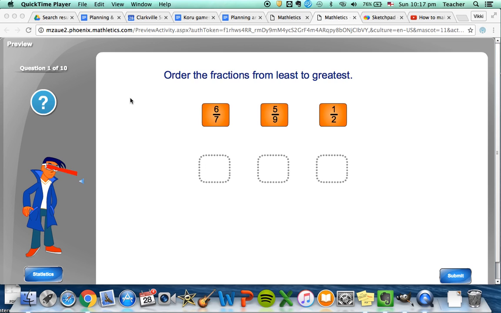Alright, so the first thing you need to know is that the denominator must be the same for each of the fractions. So on this one you have 6 over 7, 5 over 9, and 1 over 2. The denominators are these bottom numbers here. And it's super important that, in fact, you can't really do anything with these guys unless you change them to be the same. So I'm going to show you how to do that.